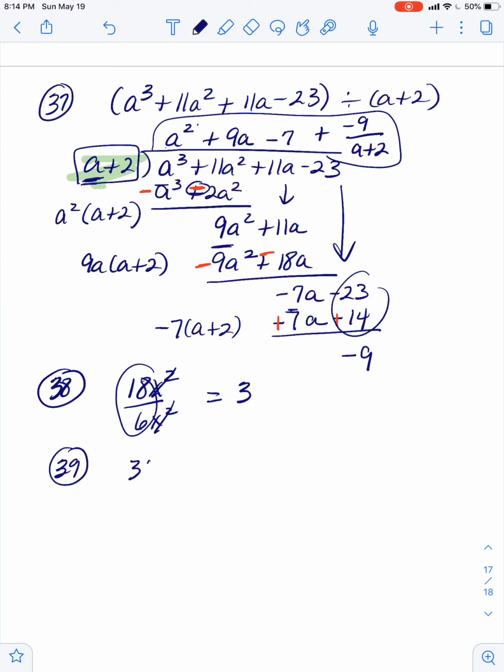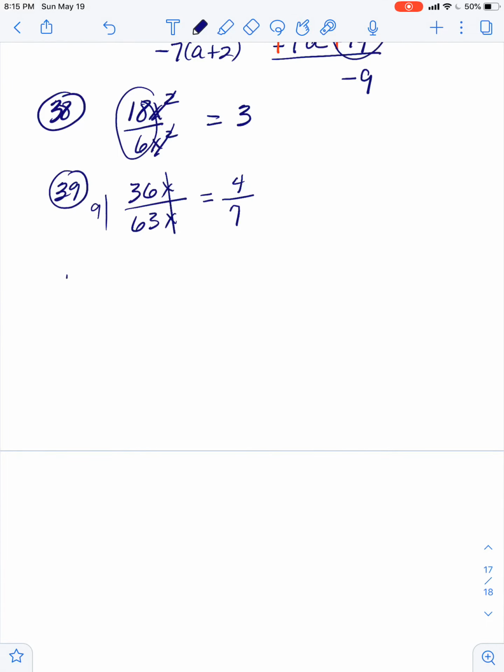39, 36x over 63x. Again, the x's are going to cancel. And let's see. I just need something that'll go into 36 and 63. Well, 63 is 7 and 9, and 9 will go into 36, won't it? So I'm going to divide both by 9. So 36 divided by 9 is 4. And 9 into 63 is 7. Okay?